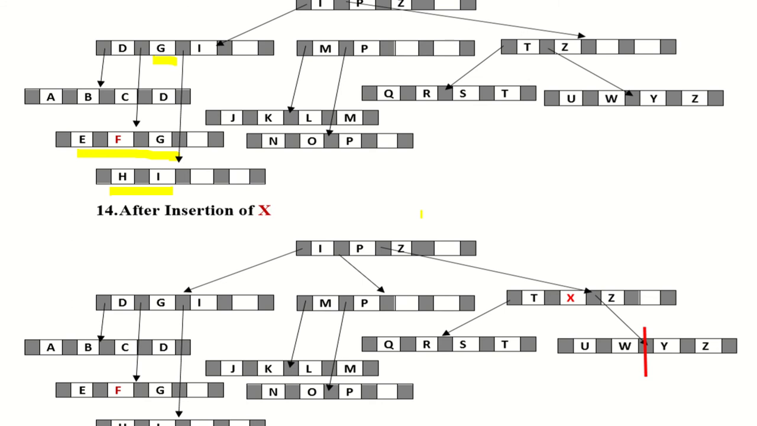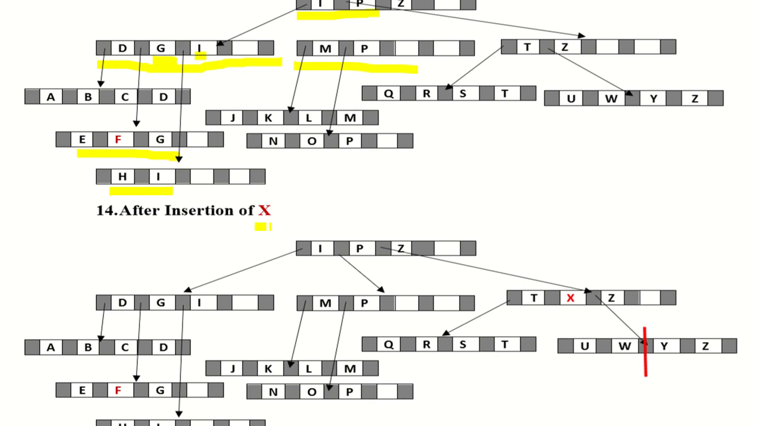So this is how it will look like, and as we have already seen, the parent is also divided. So DIMP is now divided, and it becomes DI and MP, and P is already there. So I becomes again the promoted key, and it is promoted into the root node.